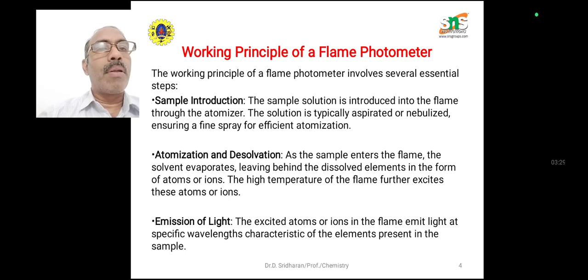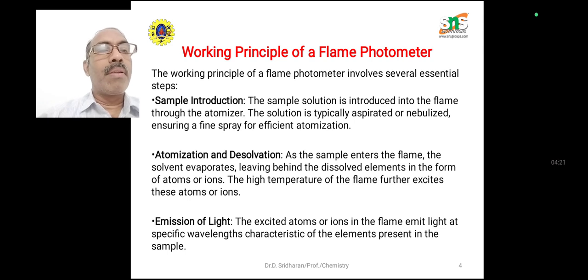Working principle of the flame photometer. The working principle involves several essential steps, similar to AAS, atomic absorption spectroscopy. Sample introduction: the sample solution is introduced into the flame through the atomizer. The solution is typically aspirated or nebulized, ensuring a fine spray for efficient atomization. Next step, atomization and desolvation. The sample enters the flame, the solvent evaporates, leaving behind the dissolved elements in the form of atoms or ions. The high temperature of the flame further excites these atoms or ions.